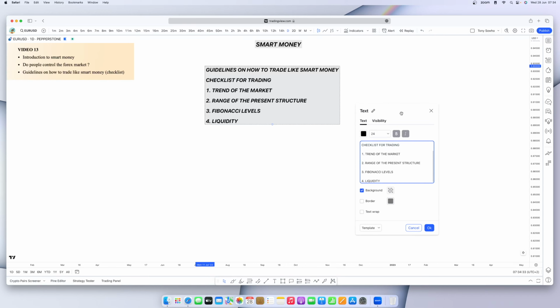You understand? There could be more. All right. So liquidity number four, I'm going to be explaining it to you. So first thing is the trend. When you get a trend, you know what the range is going to be.